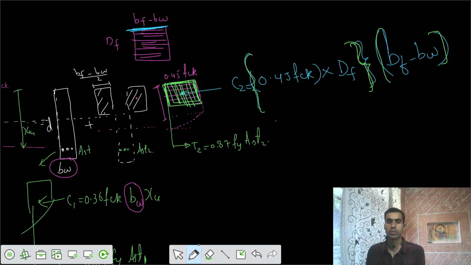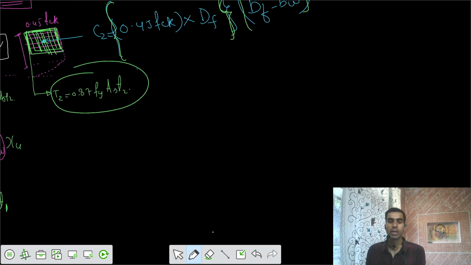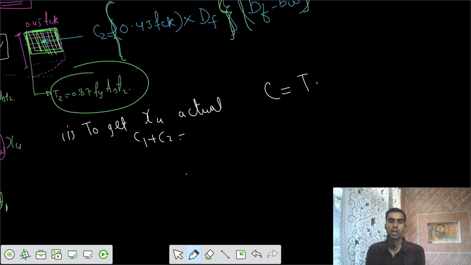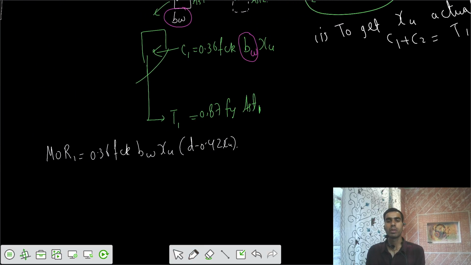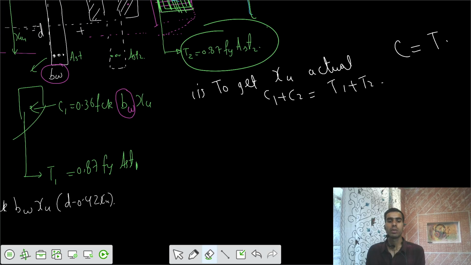And similarly, T2 force is 0.87 Fy. If I want to get the actual neutral axis location, the first step is equating C equals to T. So I would say C1 plus C2 equals T1 plus T2. Similarly, we are doing it for DRB also. So let's go for the C1 plus C2.